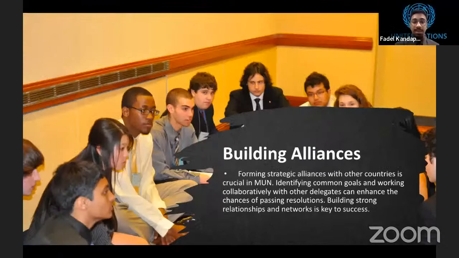Right. Next is building alliances. An MUN is, after all, a mock of the actual United Nations. There are groups called blocs. A bloc is basically a group of countries which feel that they have aligned interests with the topic at hand. So they come together to form a bloc, with which they later try to pass a resolution. We'll come across what resolutions are later on.